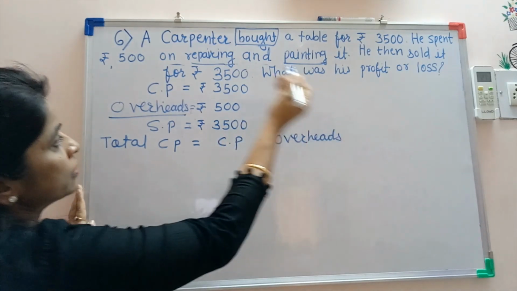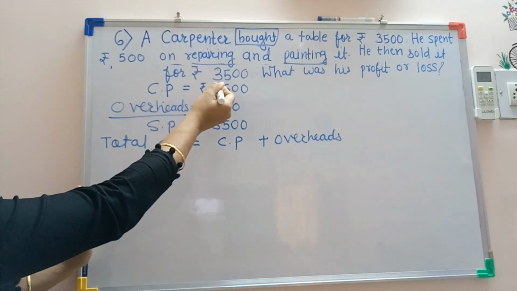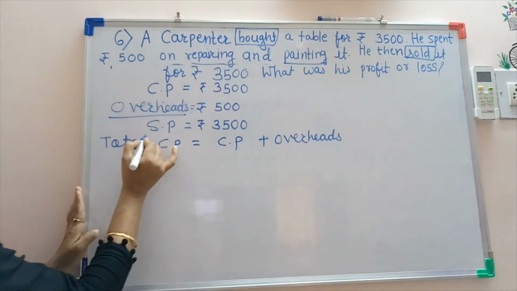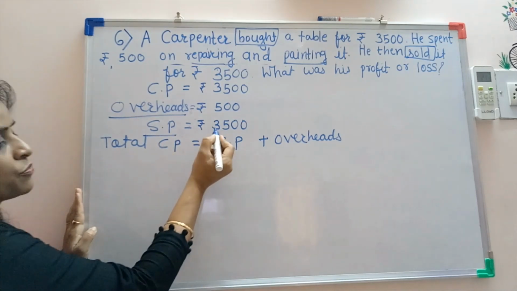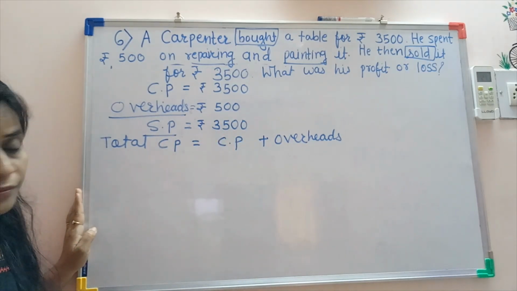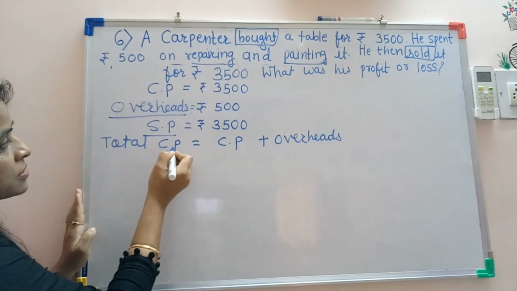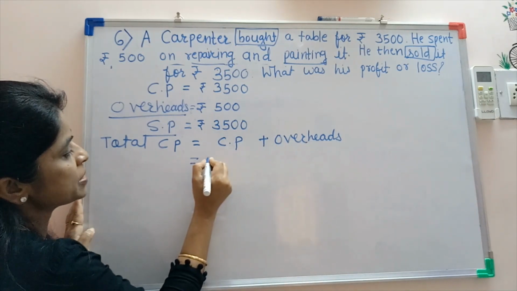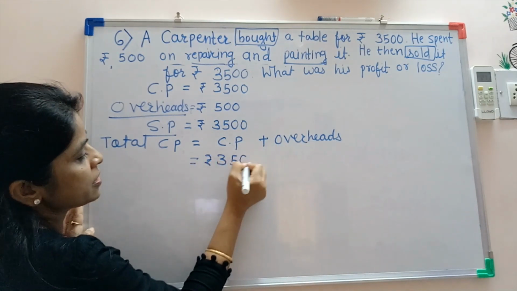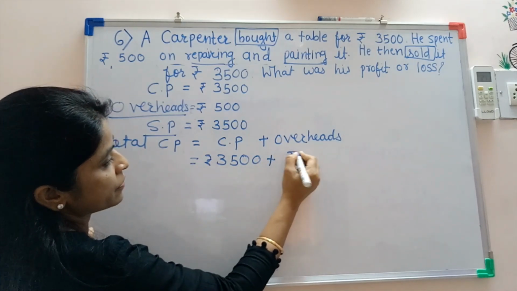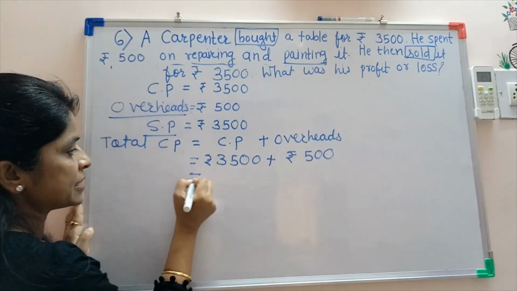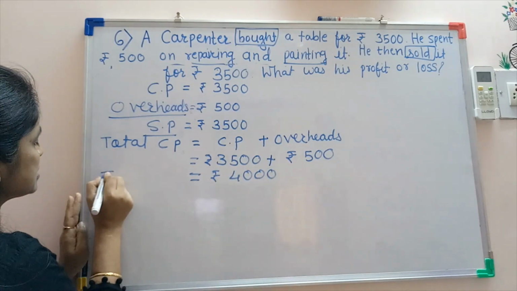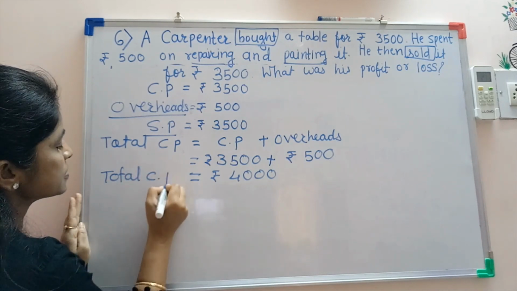Now he sold that table for rupees 3,500. Sold is the selling price of the table. So the selling price of the table is rupees 3,500. Now we will find the total CP. Total CP is equal to CP plus overheads. CP is rupees 3,500 plus overheads rupees 500. So the addition will be rupees 4,000. Now 4,000 is nothing but the total CP.